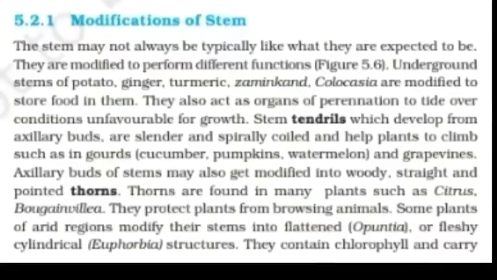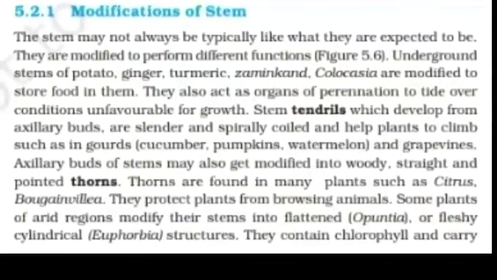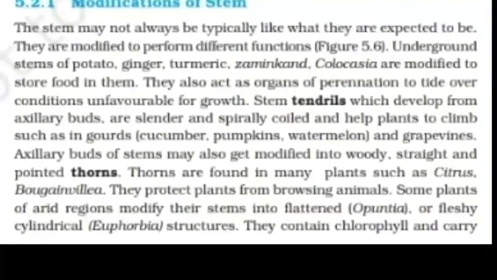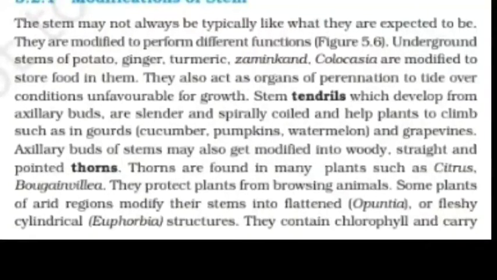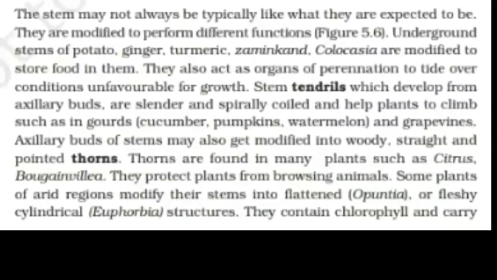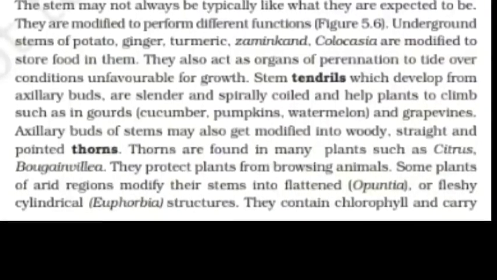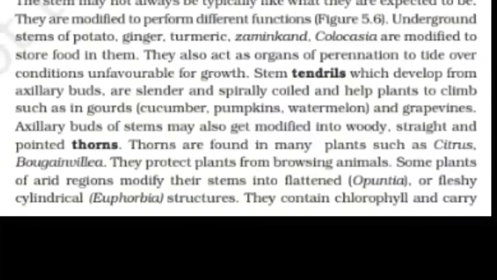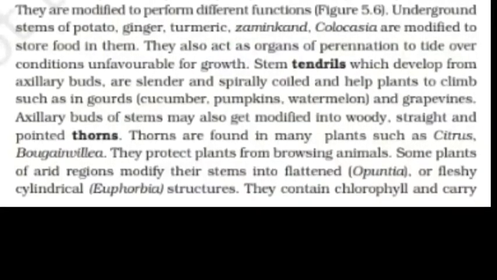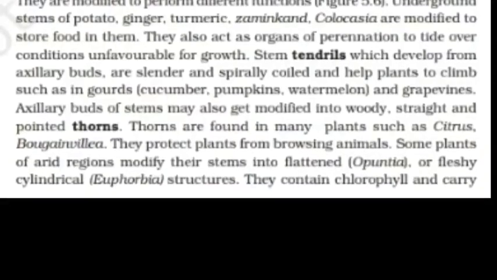Auxiliary buds of stems may also get modified into woody, straight and pointed thorns. Thorns are found in many plants such as citrus and bougainvillea. They protect plants from browsing animals. Some plants of arid regions modified their stem into flattened or fleshy cylindrical structures.